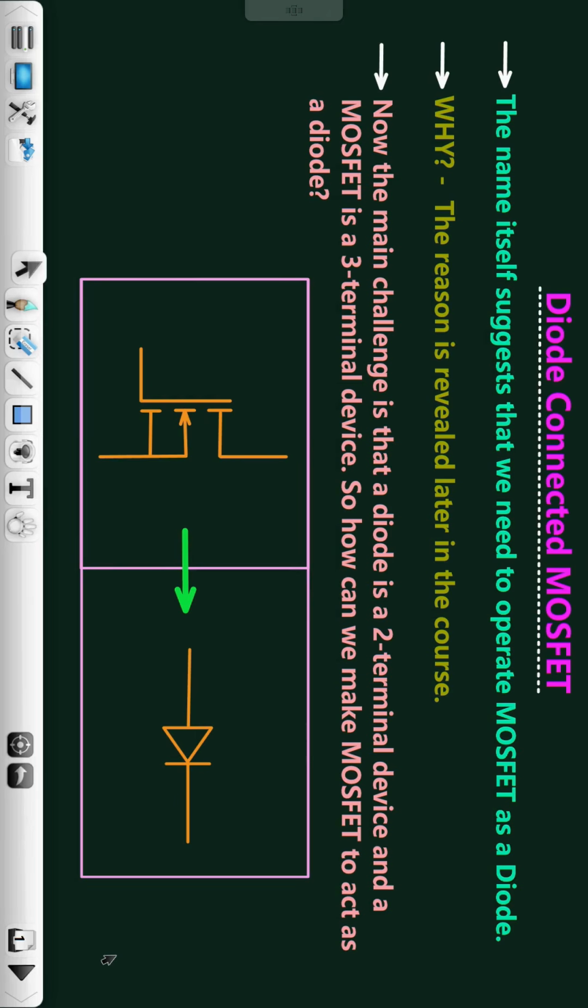Hello engineers, welcome to the 48th video in Learning MOSFETs Through Shorts. In this video we are going to learn a new concept based upon a MOSFET, and that is known as a diode connected MOSFET.